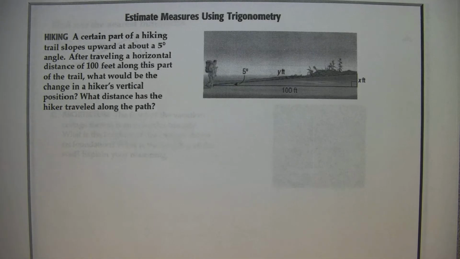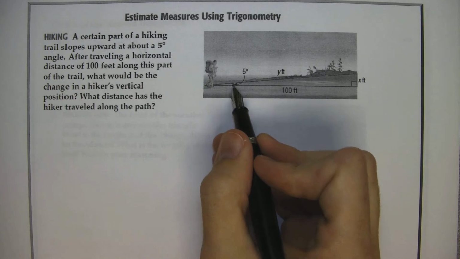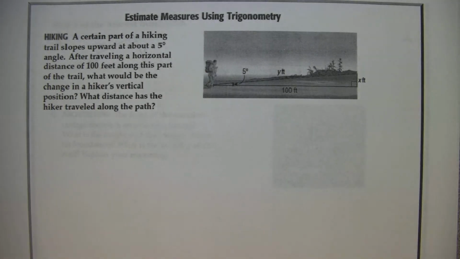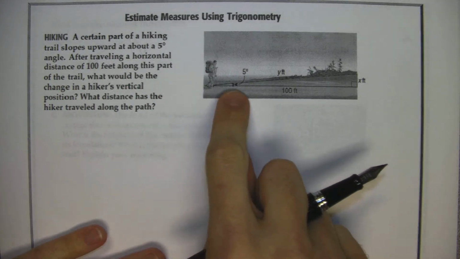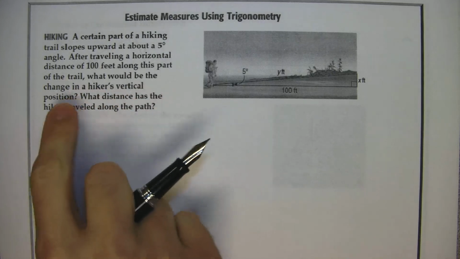All right, so let's look at our problem here. I don't mean to read it to you, but it's been a while since I've seen the problem, and I need to read it. It says a certain part of a hiking trail slopes upward at about a 5-degree angle. So here's our 5-degree angle, right here. After traveling a horizontal distance, so if we were just to go straight through the earth, of 100 feet along this part of the trail, what would the change in the hiker's vertical position be?